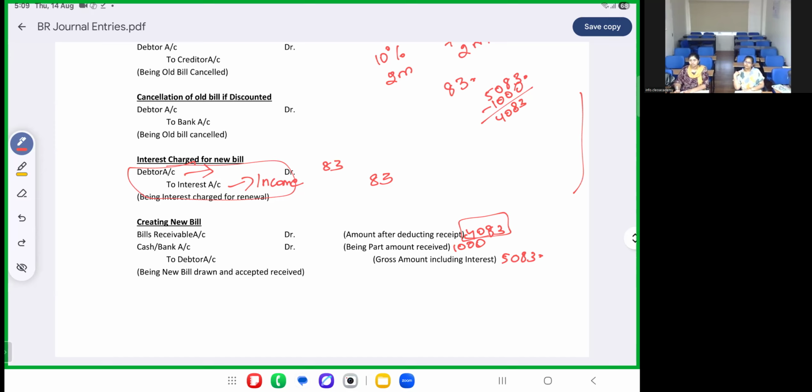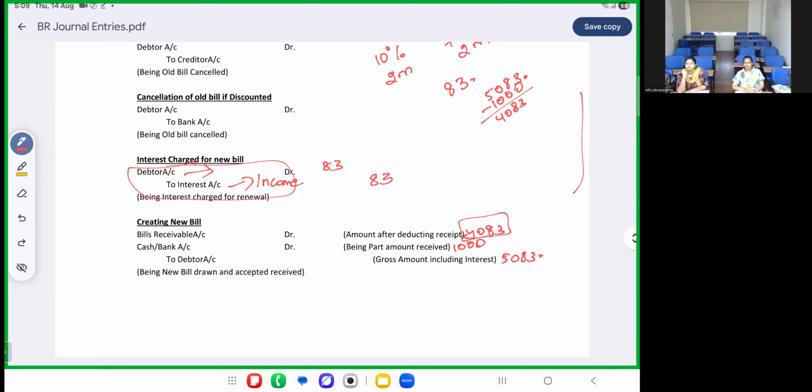So renewal of bill, what are the stages? First is cancel the old bill. How to cancel? If it is held till maturity, debtor to bills receivable account. If it is endorsed, debtor to creditor. If it is discounted, debtor to bank.